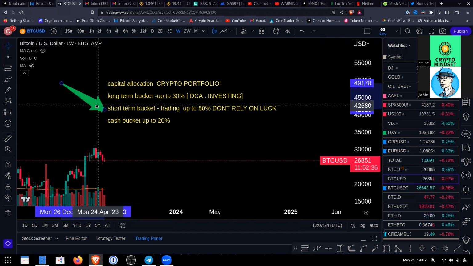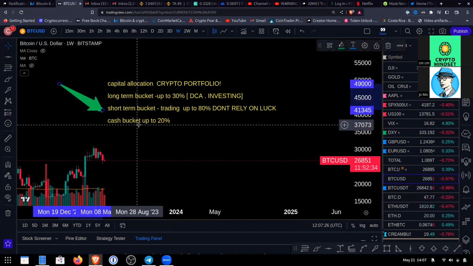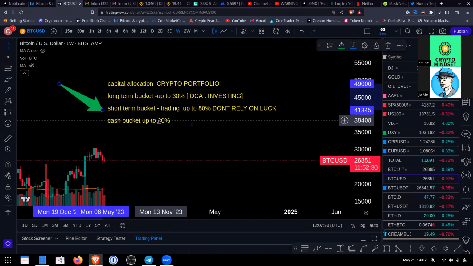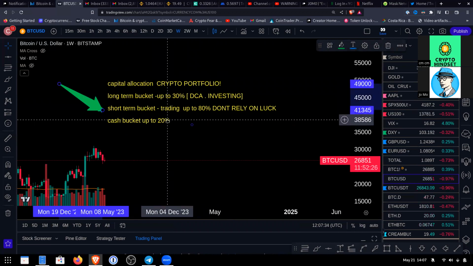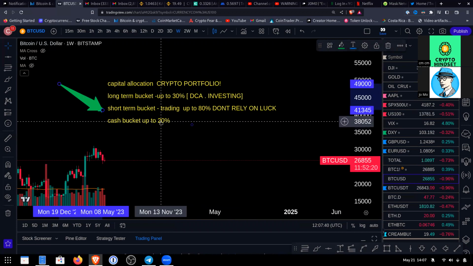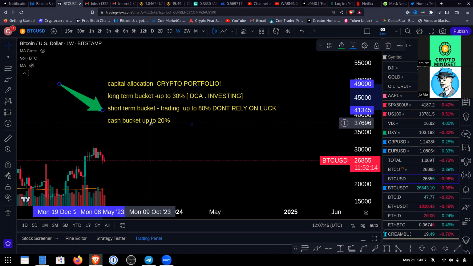And yeah, the last one is the cash bucket. That is where you keep 20% of your money in the crypto portfolio in Tether or in USD, just in case, you know, for a black swan or a crazy dip, or just to have cash in your portfolio. It's always good to minimize risk.